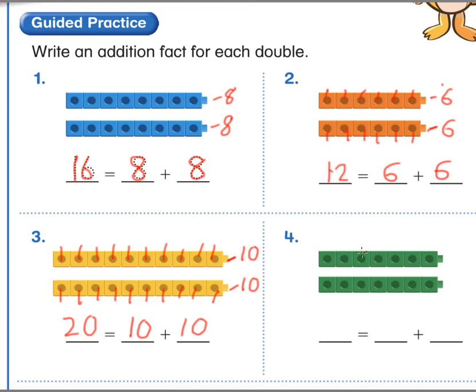Okay, and number 4, let's go ahead and count this first row of blocks. Okay, so we have 1, 2, 3, 4, 5, 6, 7. So the first row is 7. And I'm pretty sure we're going to have the same number for the bottom because they are the same length. But we can count these also just to be sure. 1, 2, 3, 4, 5, 6, and 7. Yeah, so they are the same number.